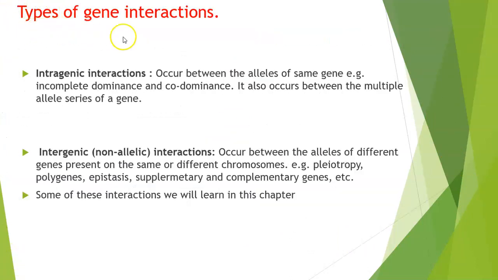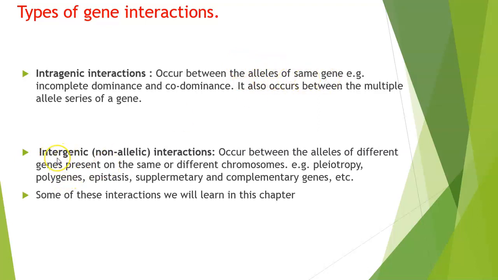Students, now we will see the types of gene interactions. It was observed that the phenotypic expression of a gene can be modified or influenced by other genes. These gene interactions are of two types. The first type is intragenic interaction. It occurs between the alleles of the same gene, and examples for this are incomplete dominance and codominance. It also occurs between the multiple allele series of a gene. So basically this interaction, intragenic interaction, is between the alleles of the same gene. So you have one gene for a particular character and you have its alleles, so the interactions are between the alleles of the same gene.